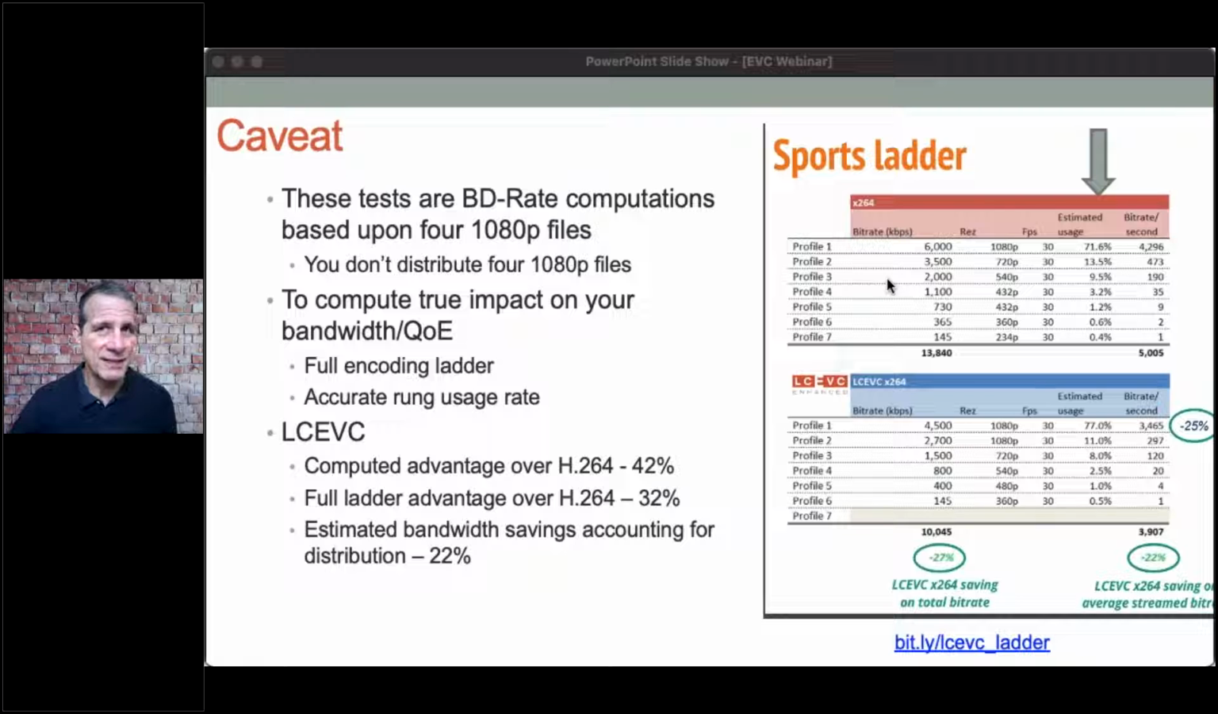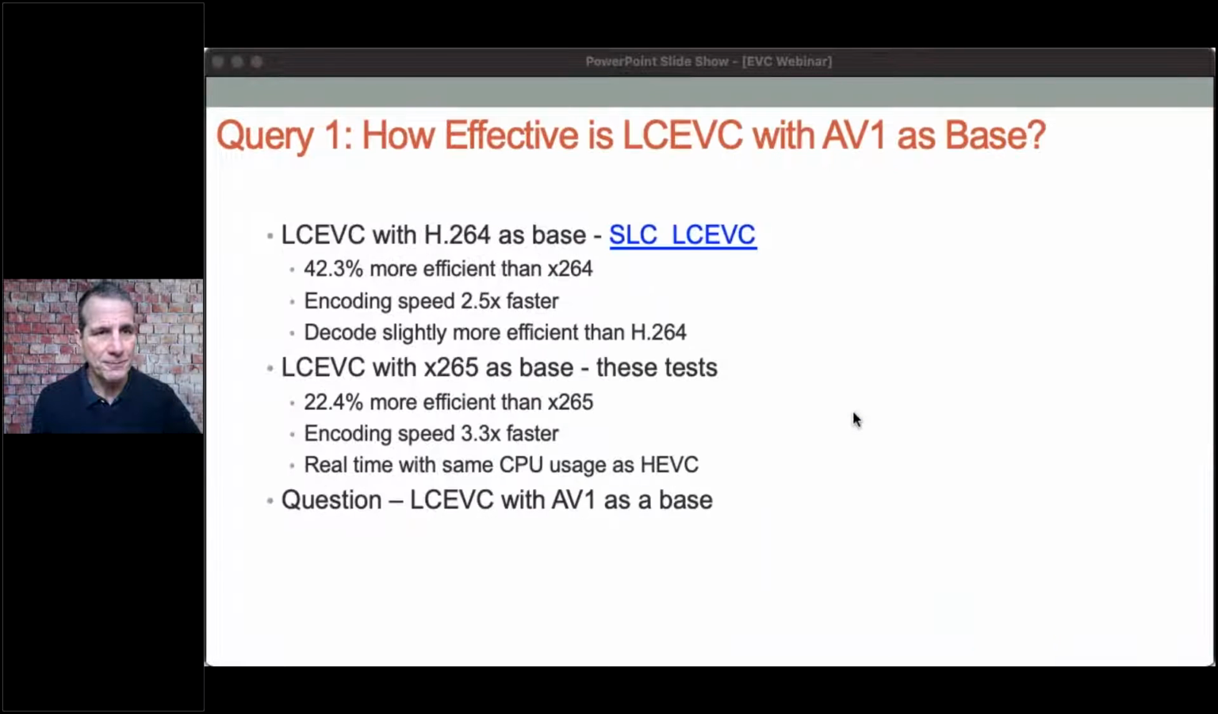And when I work with a consulting client to decide whether and how to implement a new codec, this is the first thing we do. You know, what's your encoding ladder? What's your distribution pattern? Let's compute the real-world potential benefit of these new codecs. All the numbers I showed you a minute ago were not that. And if you want to see how we did it, you can download the LCEVC handout here.